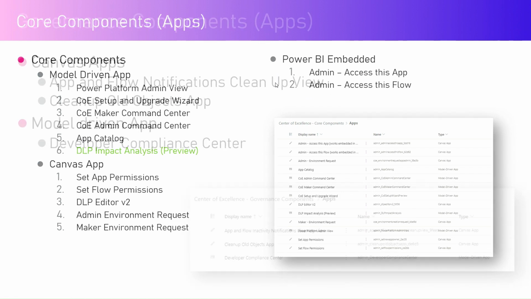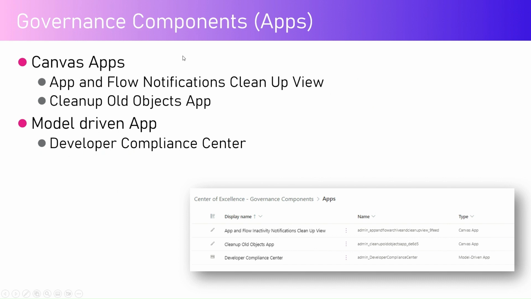So, moving on to the governance component. The governance component has a couple of Canvas apps and one model-driven app. The model-driven app is the Developer Compliance Center, whereby all the apps within your organization which have been published by users will undergo some compliance steps. That information is captured in the Developer Compliance Center. The Canvas apps are App and Flow Notifications, Cleanup View, and Cleanup Old Objects app, which will allow you to clean up the inventory within your environment.